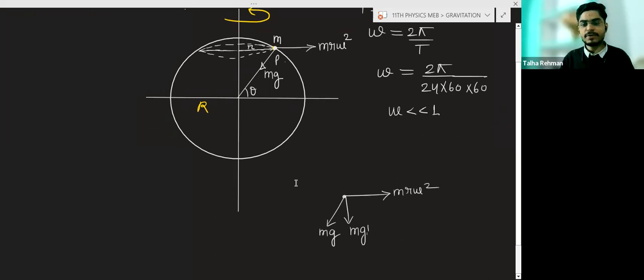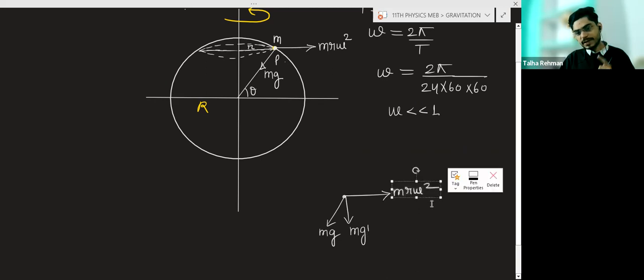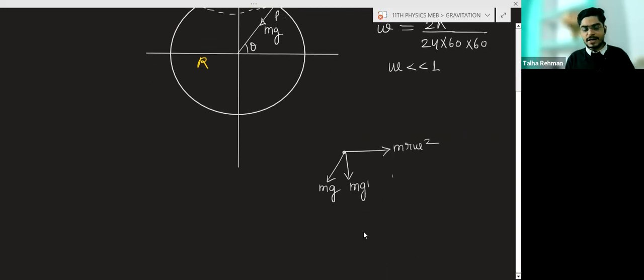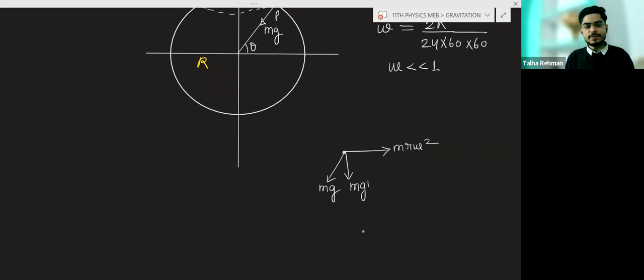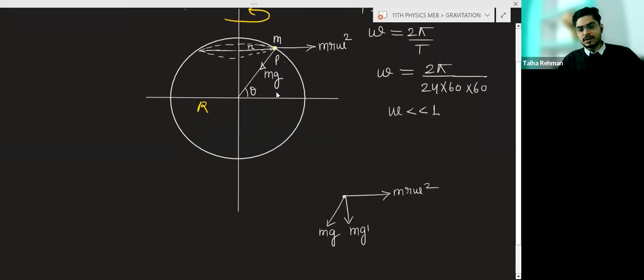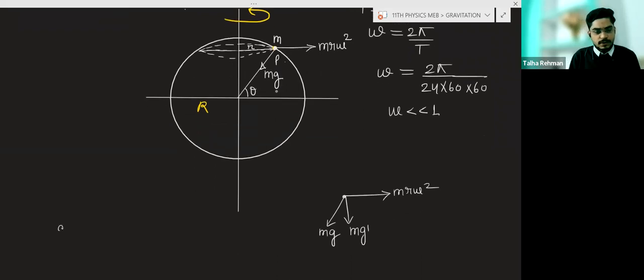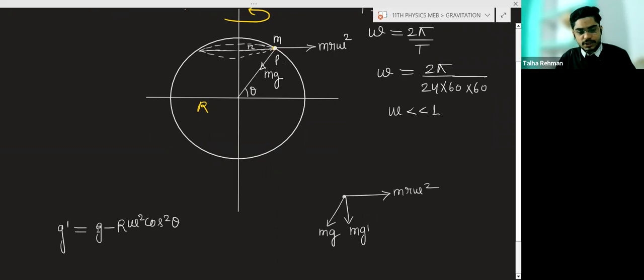I have just given the idea why, due to the rotation of the earth, the value of acceleration due to gravity will change. Because in this direction there is a centrifugal force that will affect the value of g. The final expression you will get at this point P, the value of g, that is g dash, is equal to g minus R omega square cos square theta. So this is the value of g due to the rotation of the earth at any point on the surface which is making an angle theta.